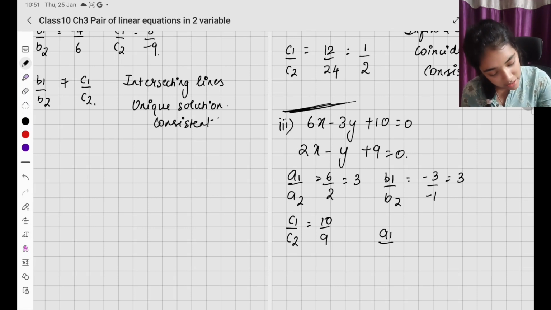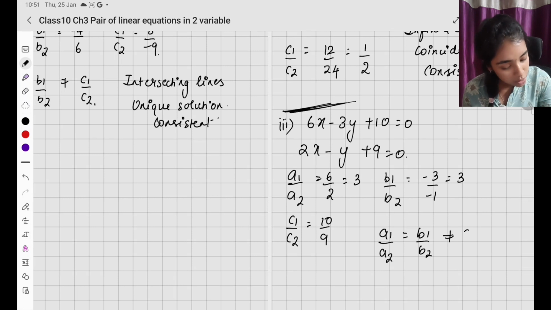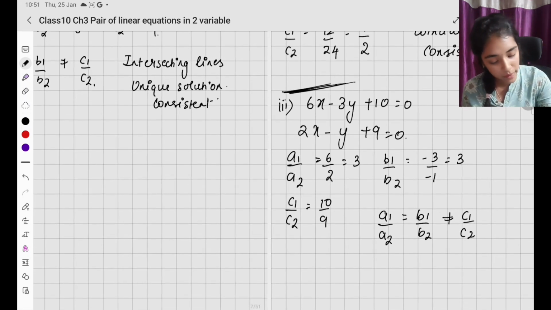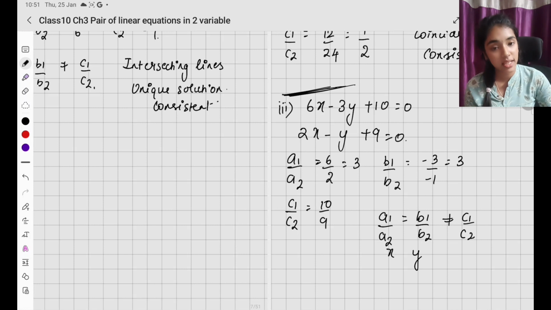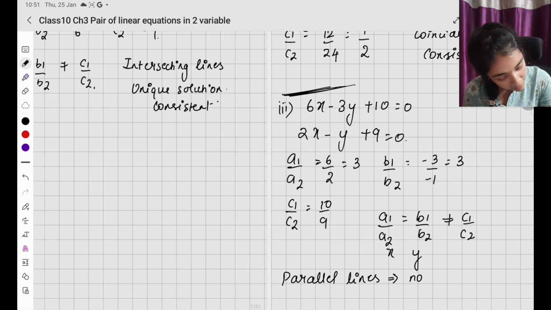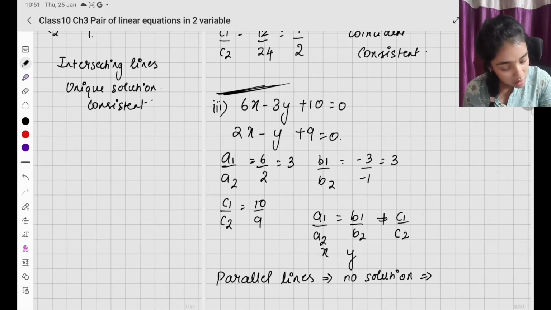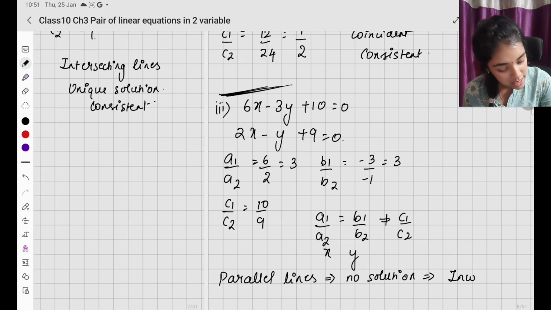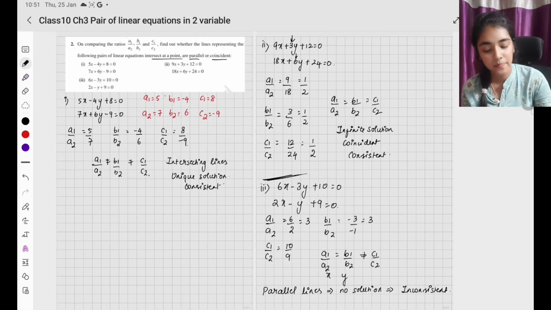இப்போ இதிலே என்ன தெரியுது? We have A1 by A2 equals B1 by B2 but not equal to C1 by C2. இப்போ x coefficients and y coefficients are equal. அந்த மாதிரி இருந்ததுன்னா we are talking about parallel lines. Okay, parallel first x and y coefficients will be equal. So, we are talking about parallel lines but they have no solution. ஏன்னா intersection இல்ல. So, they have no solution which means it is going to be inconsistent. No solution meaning inconsistent. Okay, please copy.